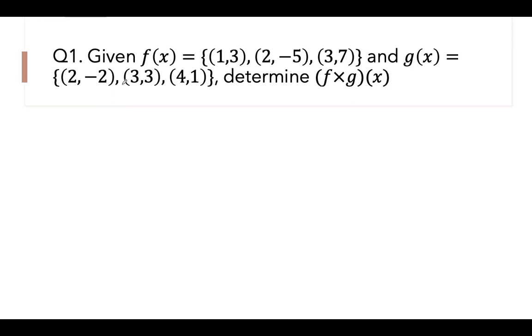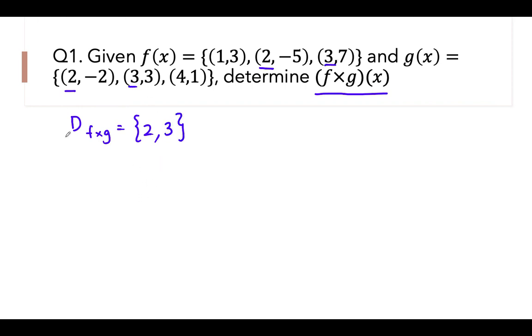So let's try an example. Example 1. We're given function f(x) and g(x) as a list of points, and we want to figure out the product of the two combined functions. So let's find the domain for f times g. Where do they overlap? It looks like they overlap at 2 and they overlap at 3.